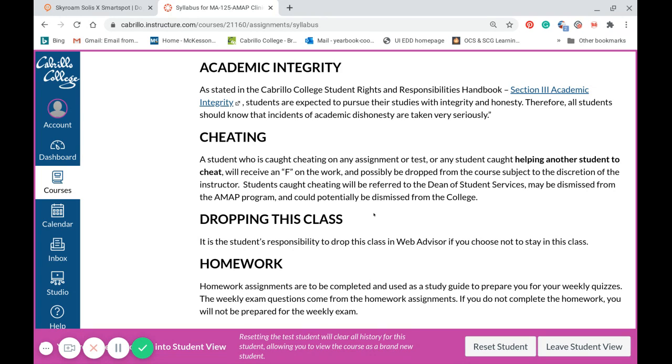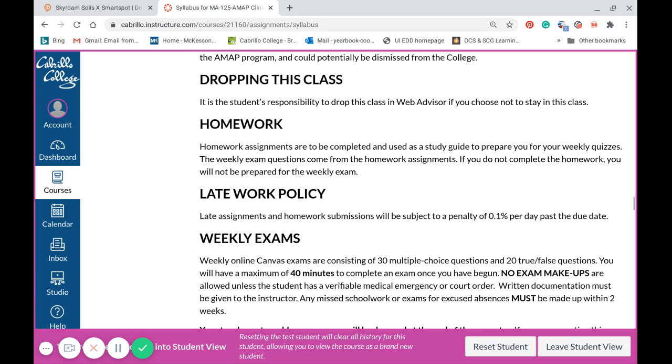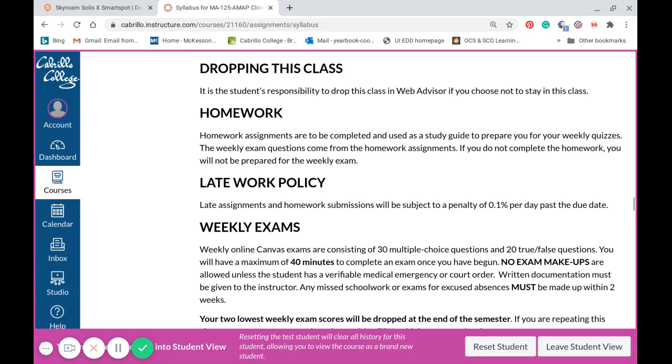So don't do it. It's your responsibility to drop the class if you choose to. Of course, if you drop the class, you'll have to repeat it if you want to continue in the program. And if this is a prerequisite for other classes in the program, that could set you back a little bit. But just let us know if anything's going on. If you need to take a side step from the program, we can probably work that out.